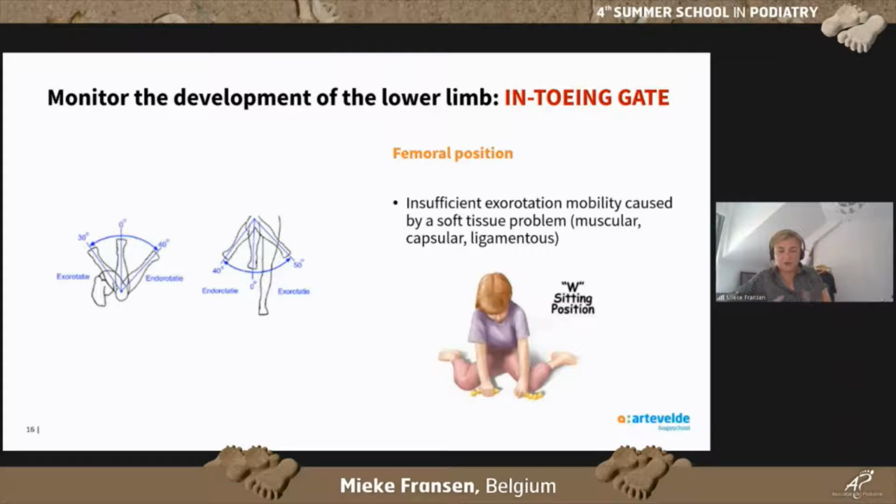A soft tissue cause of in-toeing is what we call the femoral position, caused by insufficient exorotation mobility, and that can be caused by a muscular problem, capsular or ligamentous problem. We often see this in children who sit in the W position frequently, as you can see on the picture, or children who sleep in a fetal position, so it's very important to correct this in children. It's also more present in children with a neuromotor development disorder. So if you see that in a child, it's also a red flag for further investigation in that area.